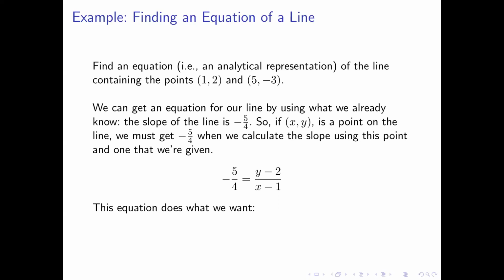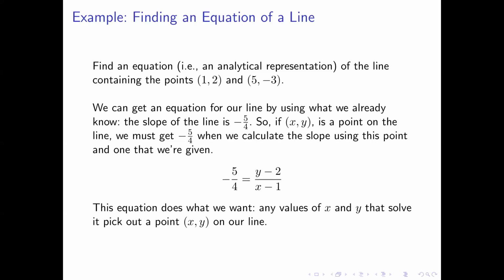Now, this equation is an equation for our line. It does everything we want. If you pick values for x and y that solve this equation, that make it true, it will give us the coordinates of a point on our line. And every point on the line can be thought of as, in a sense, represented by this equation.